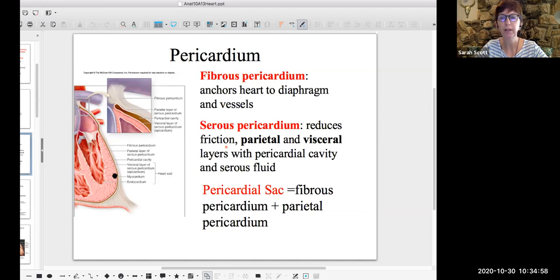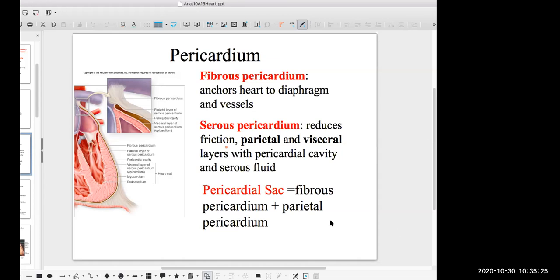So if you've ever heard of people having fluid in the pericardial sac, what's called a pericardial tamponade, that would be if fluid accumulates in this space between the two serous membranes. But they can insert a needle through those and remove fluid that accumulates there if necessary. Okay, thank you. That made more sense. You're welcome.